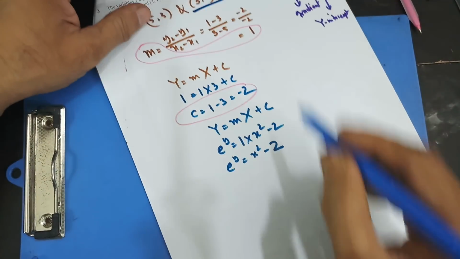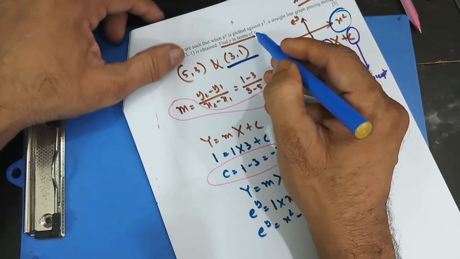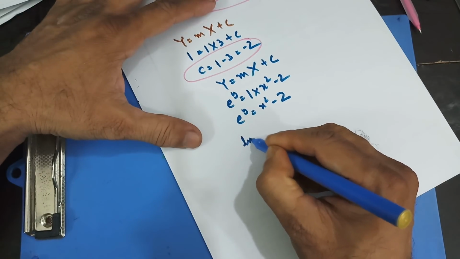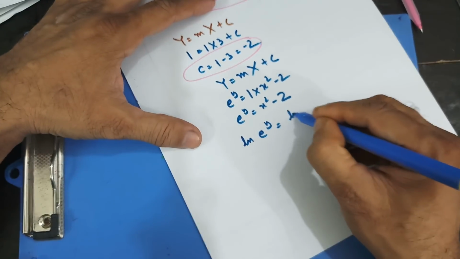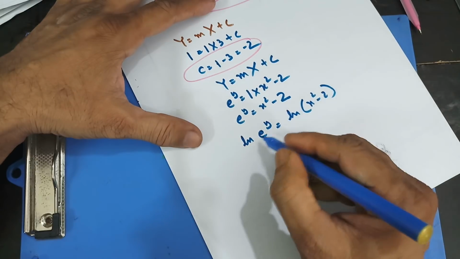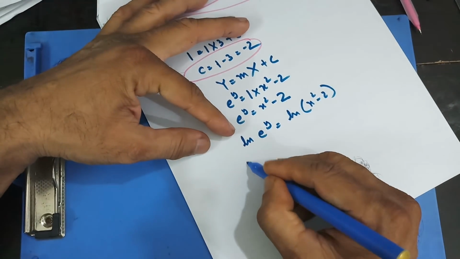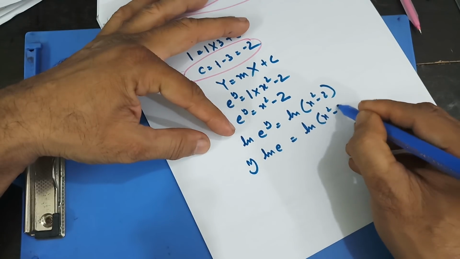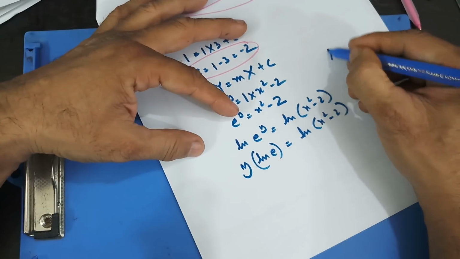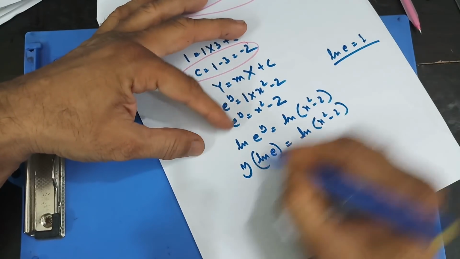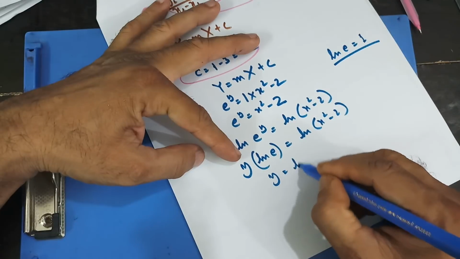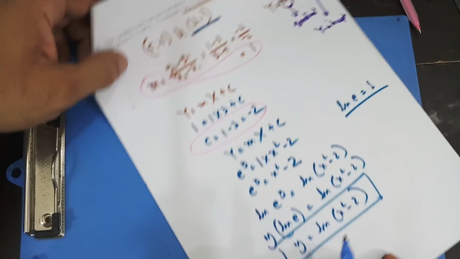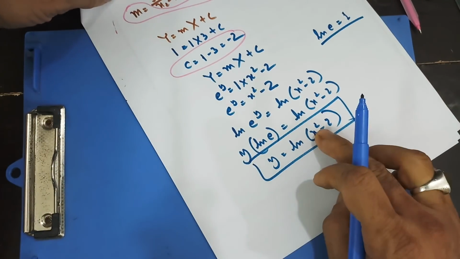Now we are not done yet. It says y in terms of x. So what I'm going to do is take ln on both sides. So ln e to the power y equals ln of x squared minus 2. Whenever it's like that, I can bring y over here. Now y ln e equals ln of x squared minus 2, and we know that ln e is equal to 1. Therefore y equals ln of x squared minus 2. So that's my final answer, y in terms of x.